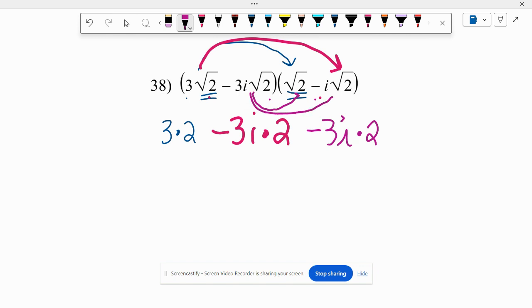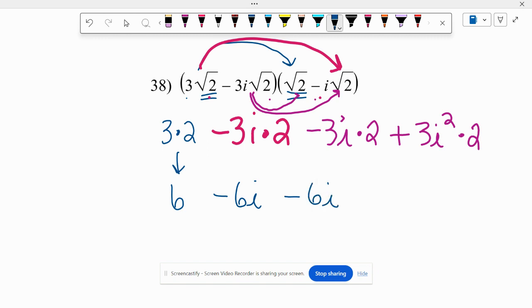Now we have negative 3i square root of 2 times negative i square root of 2. So negative 3i times a negative i, a negative times a negative is a positive 3i squared. And the square root of 2 times the square root of 2 is 2. So let's simplify this. 3 times 2 is 6. Negative 3i times 2 is negative 6i. Negative 3i times 2 is negative 6i. And 3i squared, well, that's negative 3 times 2, which is negative 6.